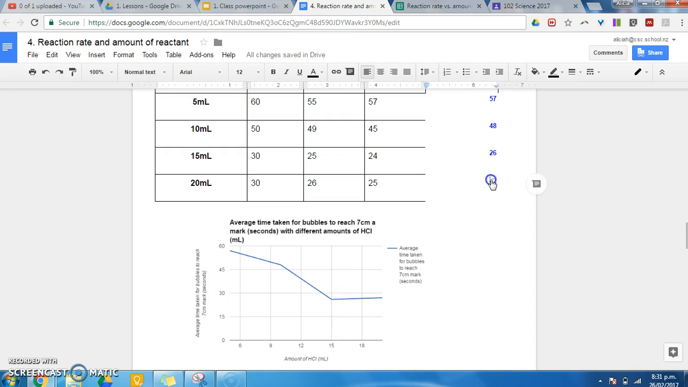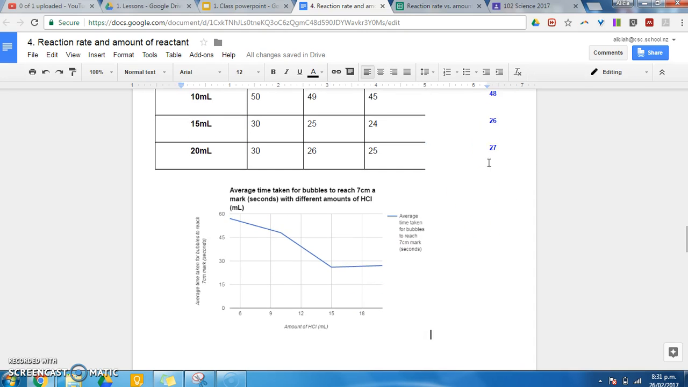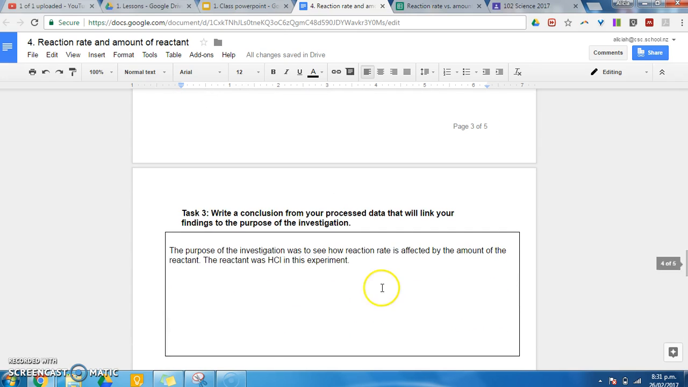So you can see this here in the results as well, that at 15 mils the reaction took 26 seconds, but at 20 mils it took 27 seconds. And that can happen because you can get something called substrate concentration or optimum levels being reached. We won't worry about that in too much detail yet, but it's just explaining why this happened. So we've got to include that information somehow in here.